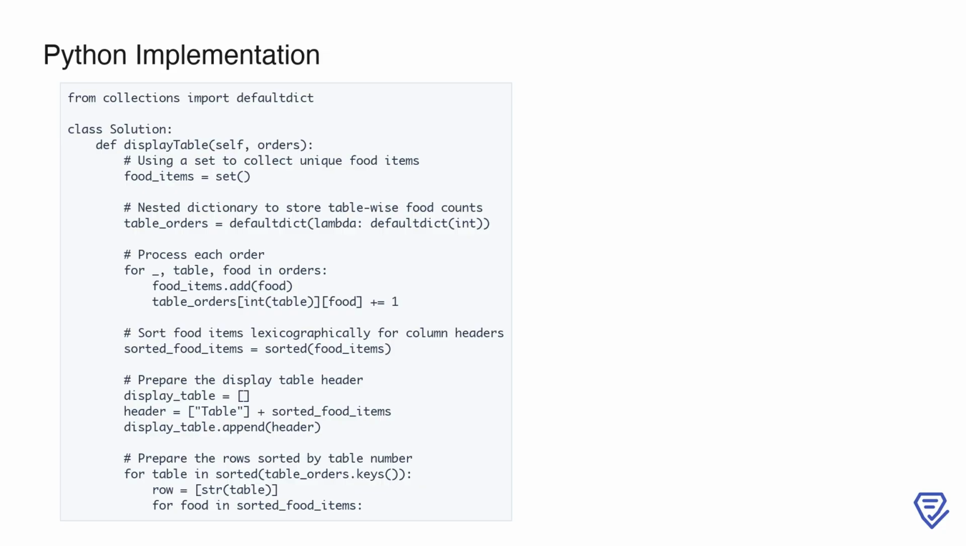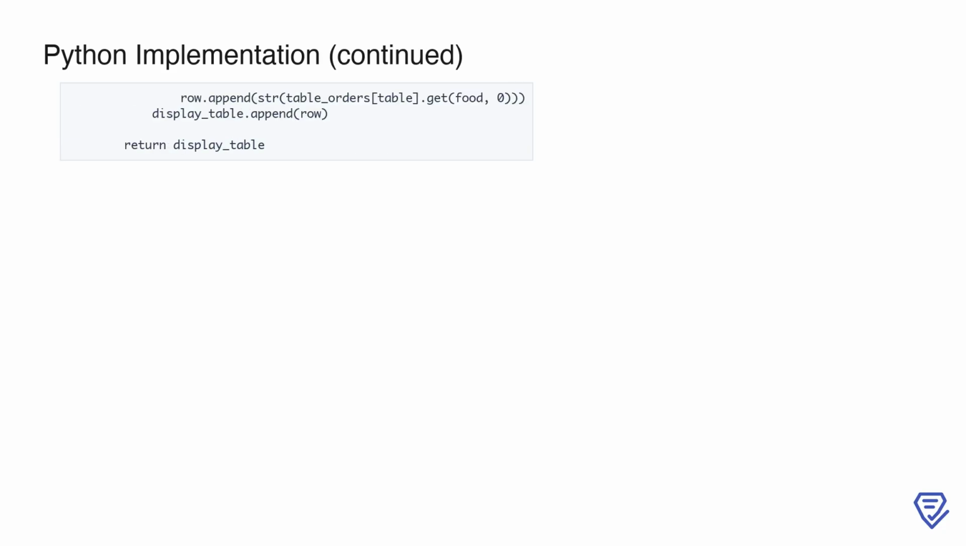After that, we start preparing the table structure. We initialize a list called display_table and add the header row to it, which consists of the word table followed by the sorted list of food items. This will form the first row of our final result. Next, we focus on constructing the remaining rows of the display table.